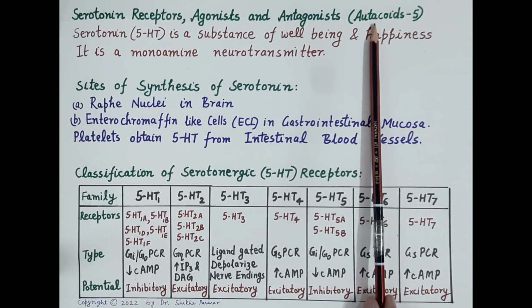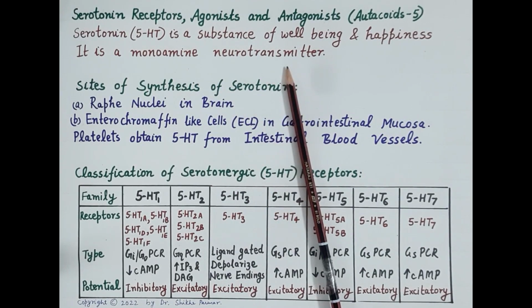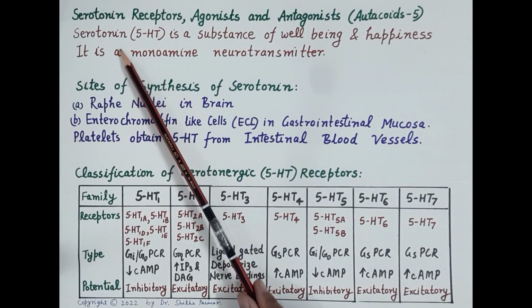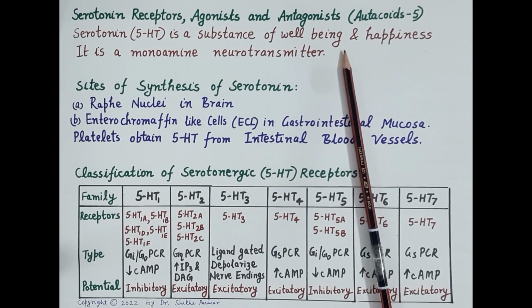By now, as all of us know, serotonin is a monoamine neurotransmitter. One of the most important functions of serotonin is to regulate mood. When levels of serotonin are normal, one feels highly focused, emotionally stable and happy. Thus, it is very important to remember that 5-hydroxytryptamine or serotonin is a substance of well-being and happiness. Fall in the levels of serotonin produces depression, and serotonin, being a neurotransmitter, exhibits neuronal function.